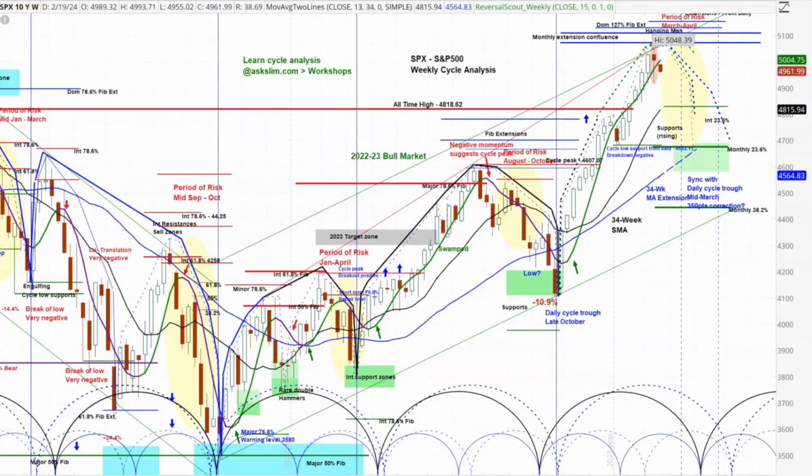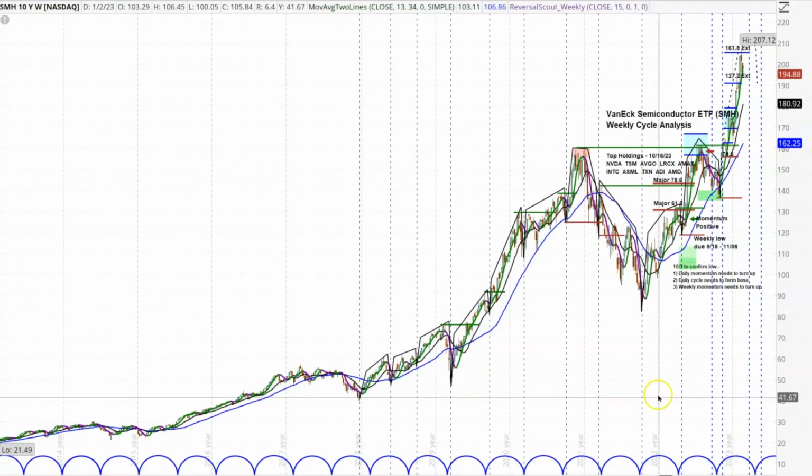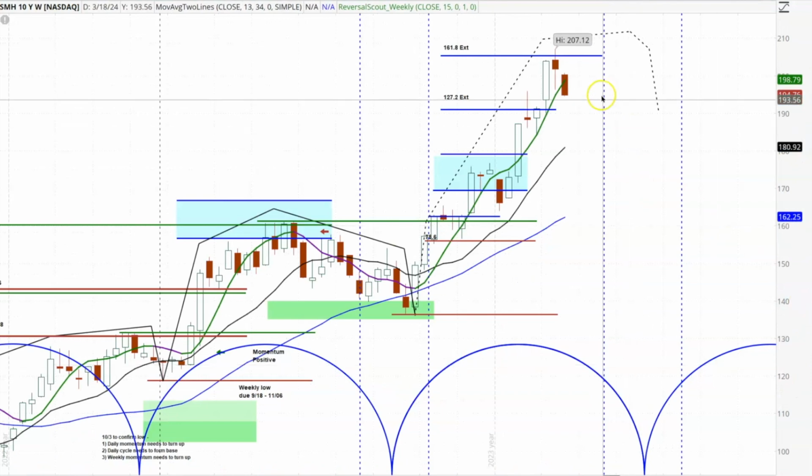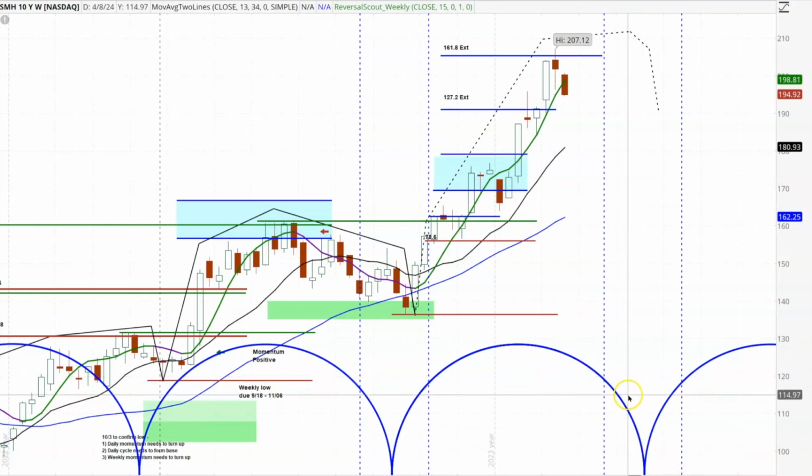So I'm going to go back here to the S&P 500, and you can see that cycle right over there that we're looking at. And let's look over here at SMH, and you can see as I bring that cycle up, it was pretty similar. You could see that we're looking for a decline over here into early April. So that aligns with the S&P 500 that we were looking for, and that shows you kind of a comparison.